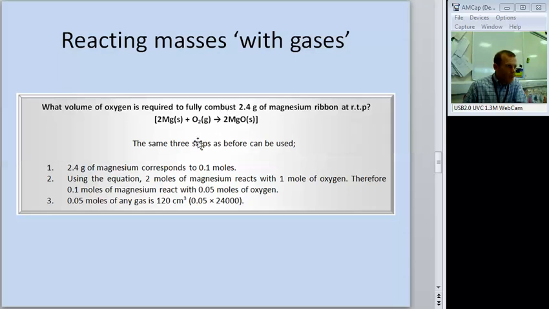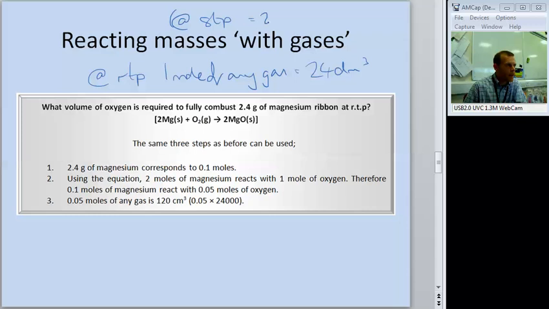Now, we spent a bit of time looking at reacting masses style questions in other units. So we've got our 3 steps: convert to moles, look at the mole ratio, come out of moles. We can do the same thing here again. If we use a piece of information that at room temperature and pressure 1 mole of any gas equals 24 decimeters cubed. And there's another relationship that at standard temperature and pressure 1 mole of any gas is 22.4 decimeters cubed. So this question is assuming room temperature.